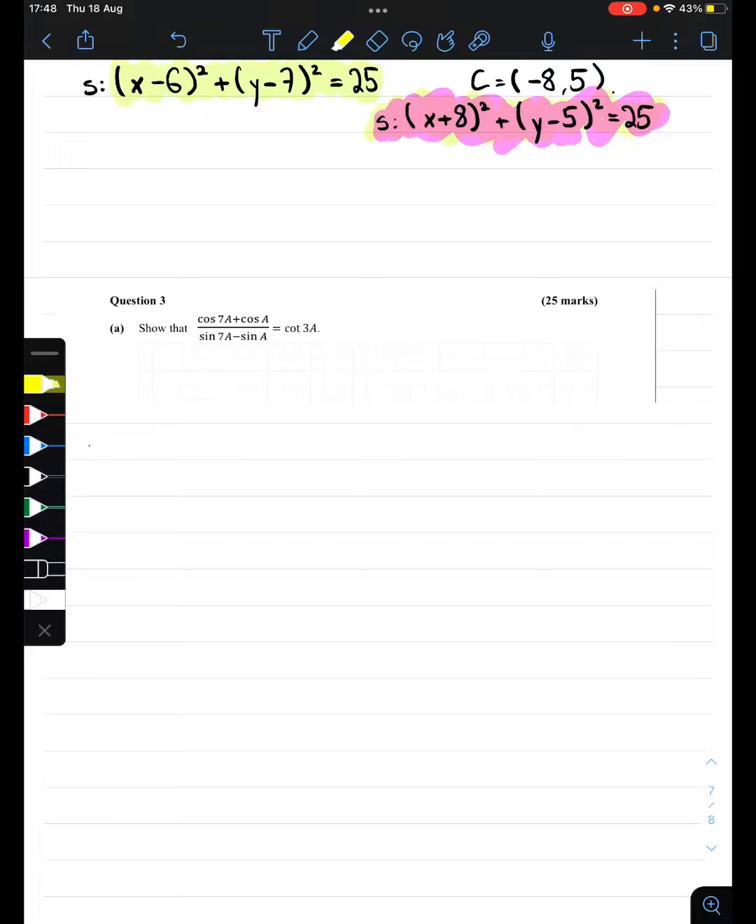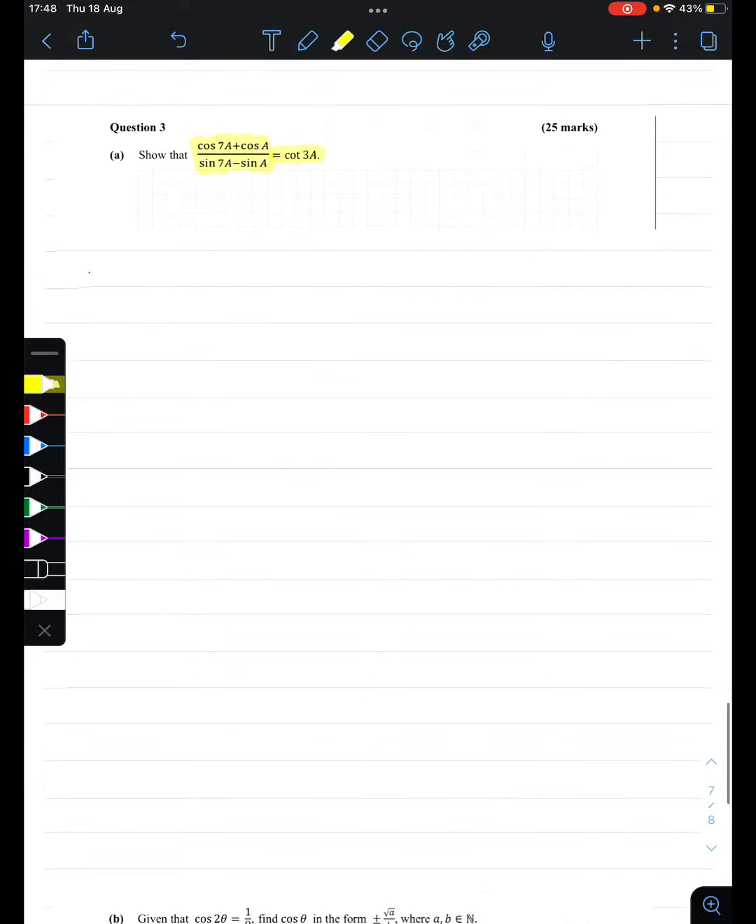Hi guys, so today we're going to take a look at question 3 of paper 2 of the 2016 exam. We want to show that (cosine of 7a plus cosine of a) over (sine of 7a minus sine of a) is equal to cotan of 3a.